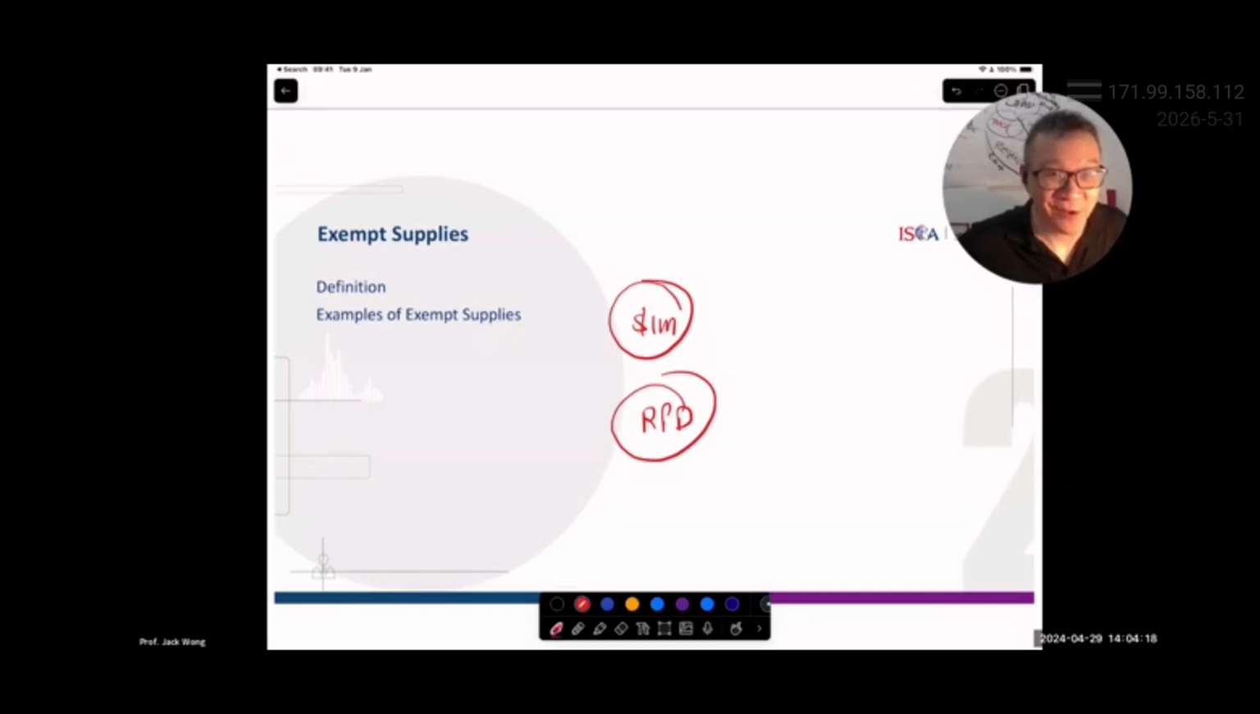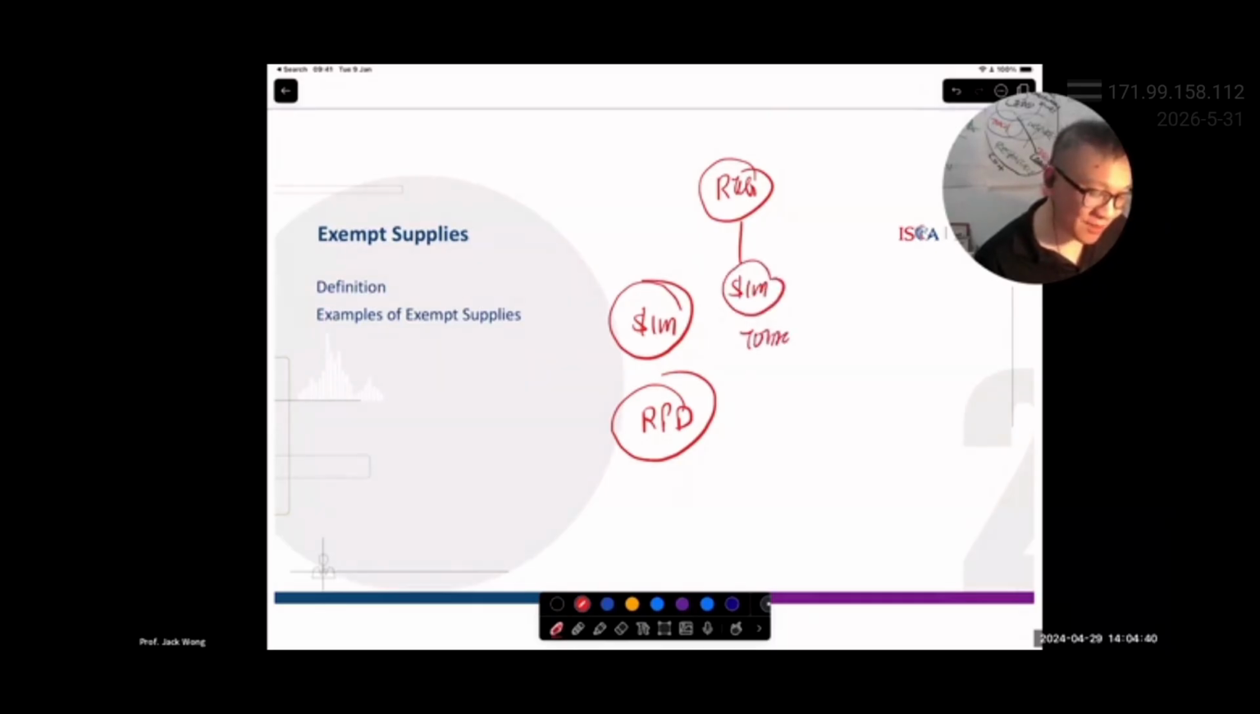It is not allowed to register. Now, notice the words I've just used: you are not required to register, you are not allowed to register. Why? Because for GST registration requirement, you have to register when you hit $1 million, and the value is based on what we call the total taxable supply, the total value of your taxable supply.